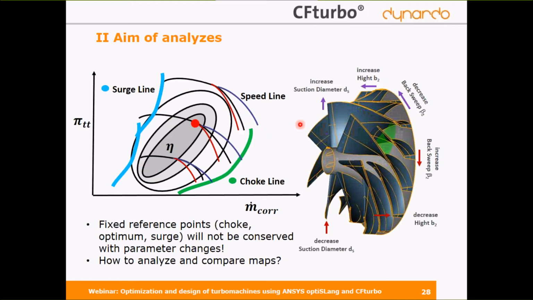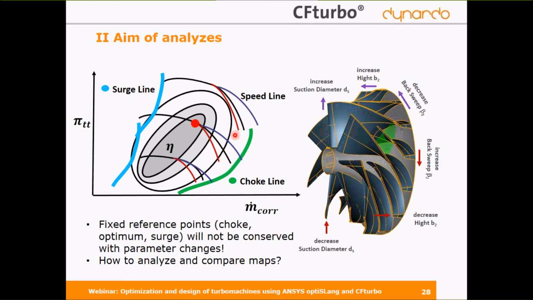So let me give you an example for that. If we say we want to increase the suction diameter or increase height and decrease the blade angle, then there's a tendency of having higher choke mass flows. So the speed line maybe looks like that. The other way around, if we increase beta 2, decrease the height b2, or decrease the suction diameter, then there's a tendency of having a lower choke mass flow, like you can see here in red, the red speed line.